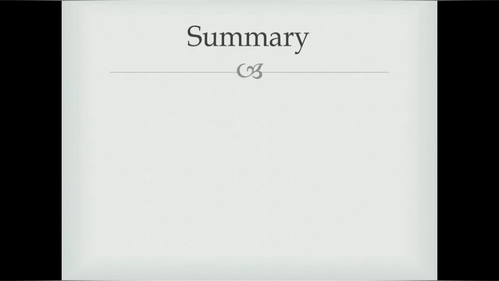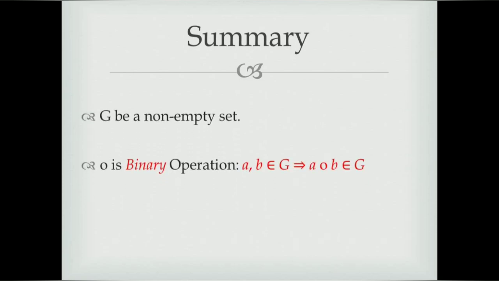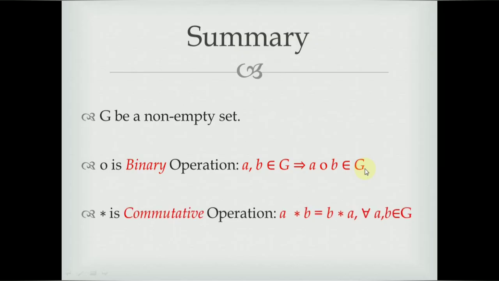Now we will see the summary of the lecture. Let G be a non-empty set. Dot is a binary operation on set G if A, B belonging to G implies A dot B belongs to G. This must hold for all A, B belonging to G. Star is a commutative operation on G if A star B is equal to B star A for all A, B belonging to G.